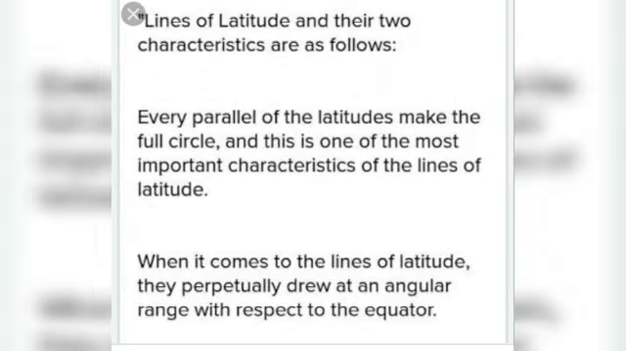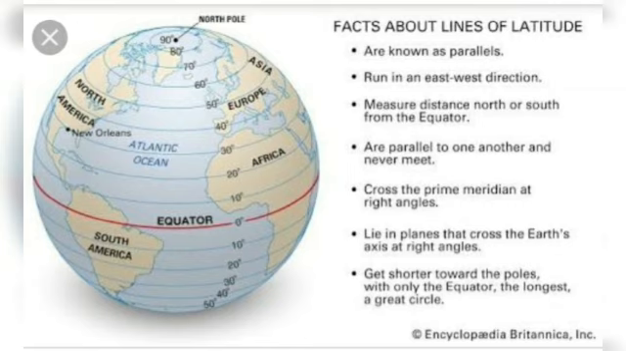Let us now try to define the latitude. The latitude of a place is the angular distance of that place north or south of the equator, as measured from the center of the earth. So the greatest circle is at 0 degree, which is the equator, and all the other circles are small circles. When we go from the equator towards the poles, the length of the latitude goes on decreasing on both sides of the hemisphere. This is the reason why the latitudes are known as the parallels. Another thing is that they run in the east to west direction.